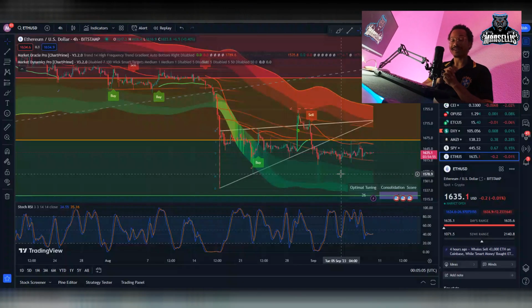All right, so today we got to talk about this Ethereum technical analysis. There's a lot to look at here, so we're going to have to go over this in depth. So let's just get straight into this.